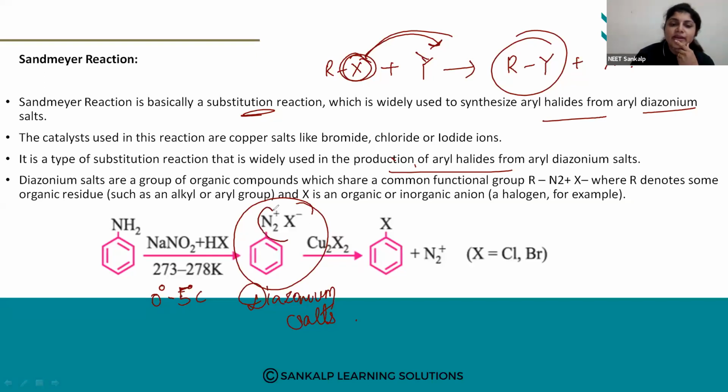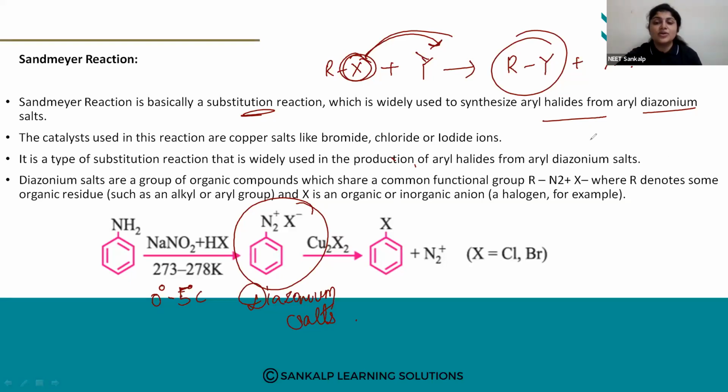Here you can see N2X. So this is the diazonium salt. So how is diazonium salt prepared? You have to take aniline. The condition is 0 to 5 degrees Celsius. You have to make a solution of sodium nitrite plus concentrated hydrochloric acid, and slowly add it to the aniline, which is kept in an ice bath. You have to maintain the temperature at 0 to 5 degrees Celsius, and you prepare the diazonium salt.